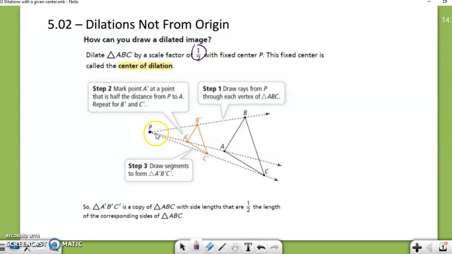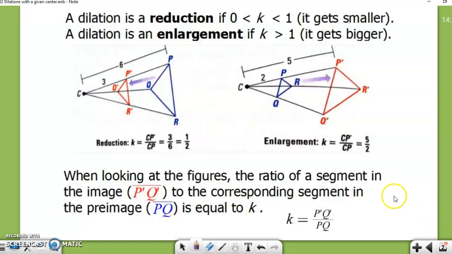You would follow the same procedure here. Measure from A to P, multiply by half, and then use that measurement from P to A prime. Measure from P to C, multiply times 1/2. Use that measurement to go along that ray and plot point C prime. And then you end up with a triangle that is half the length. It's been dilated, half the size of the original, and the center of dilation is P.